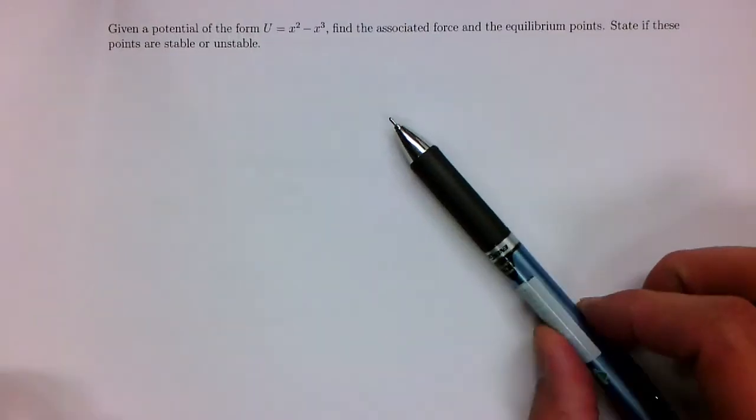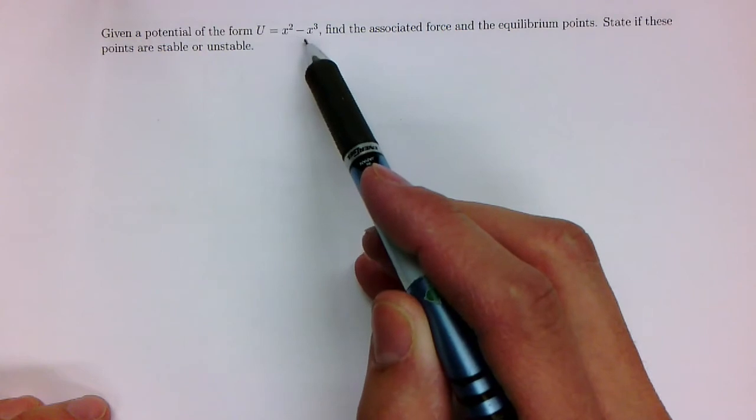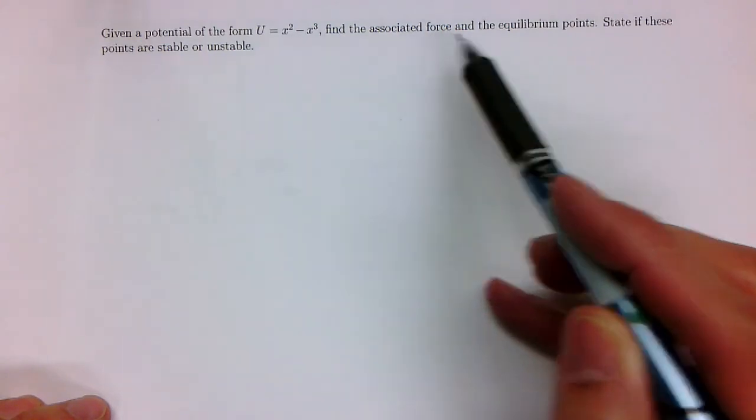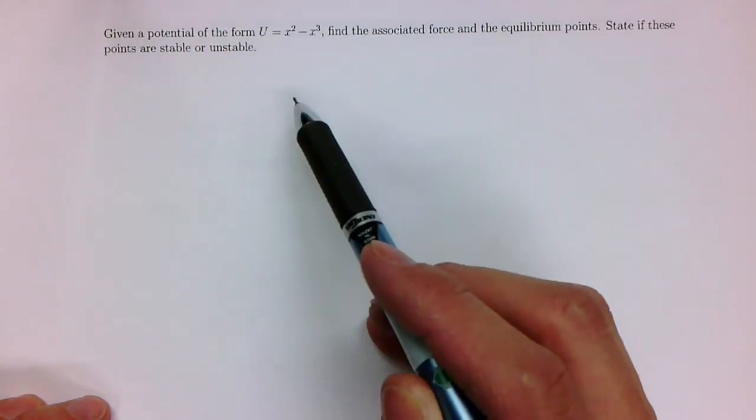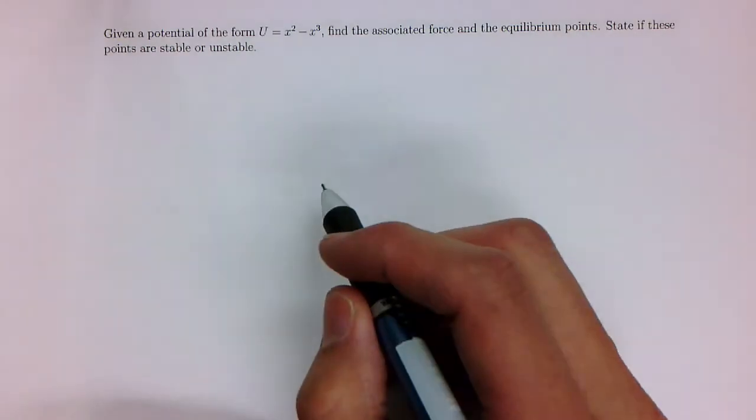In this problem, we're going to study potentials. Given the potential of the form x squared minus x cubed, find the associated force and the equilibrium points. State if these points are stable or unstable. Alright, so the first thing is let's go find the associated force.